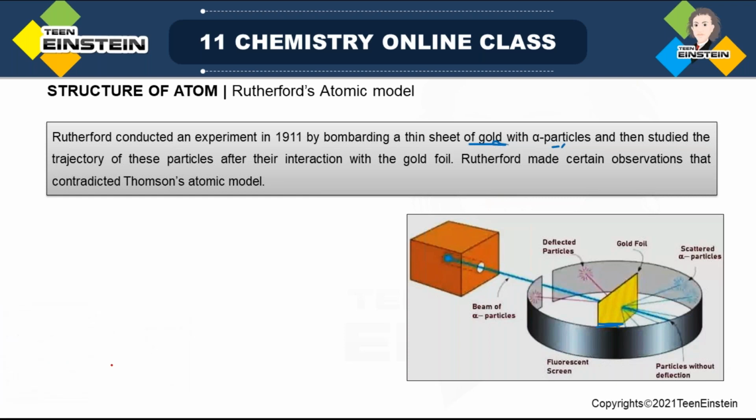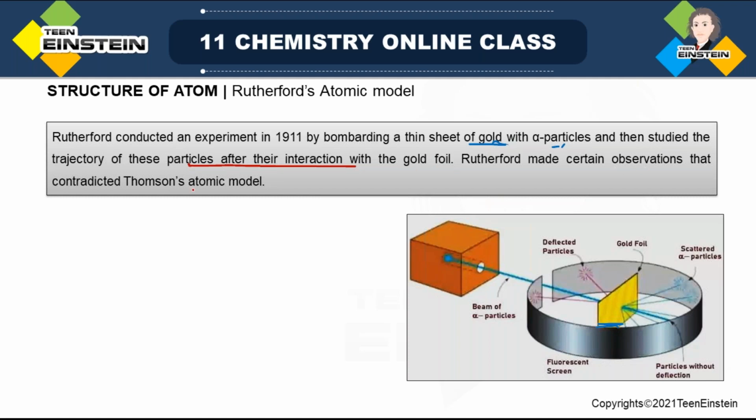So alpha particles are basically helium-2 plus. You know the helium element, where atomic number is 2, the next element after hydrogen. So when we call it an alpha particle, it is basically helium 2 plus. And we are now bombarding this thin sheet of gold with alpha particles. After bombarding with these alpha particles, we are studying the trajectory of these particles after their interaction with the gold foil.